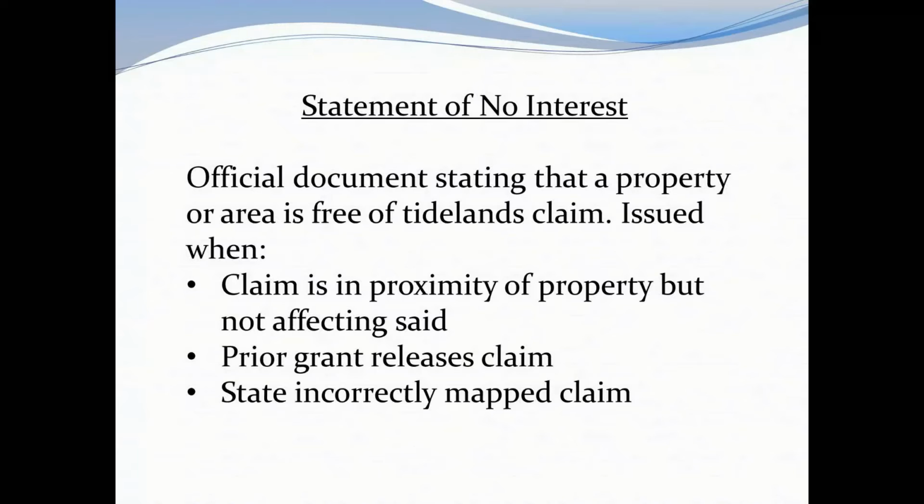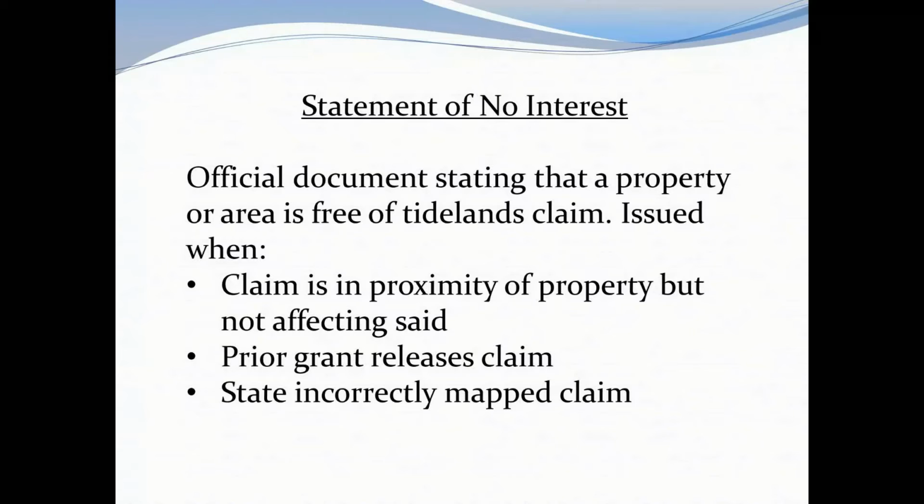And they're usually issued in kind of three situations. When a property is in the proximity of claim, but the property isn't actually affected. So it's kind of an insurance document. The upland owner says, all right, well, I'm close. I want to make sure that the state isn't going to have any issues with this in the future. I want to get a statement of no interest to reaffirm the fact that I am not claimed.